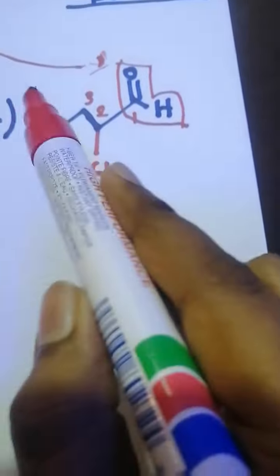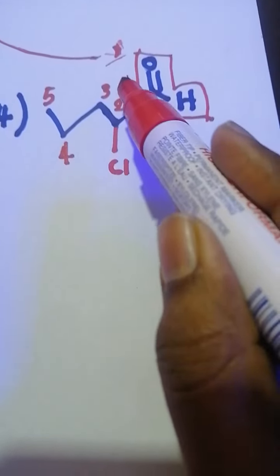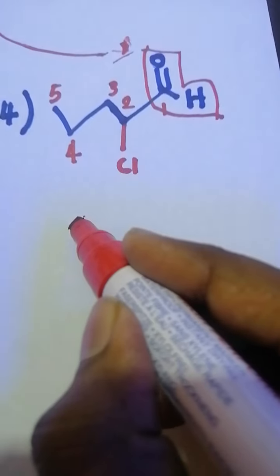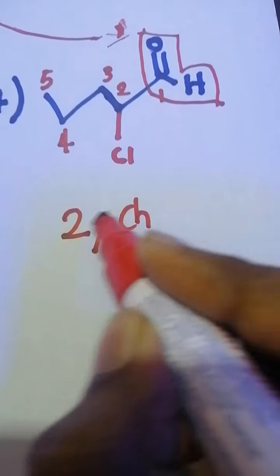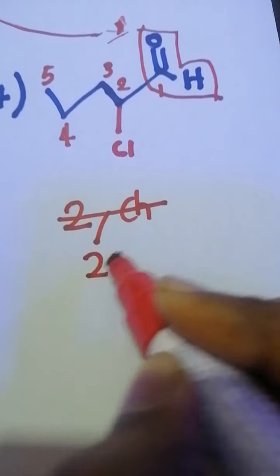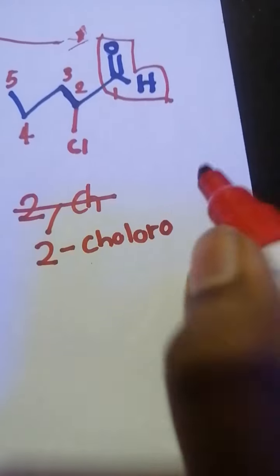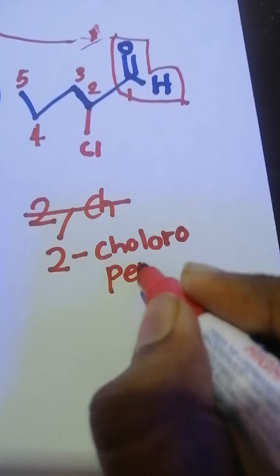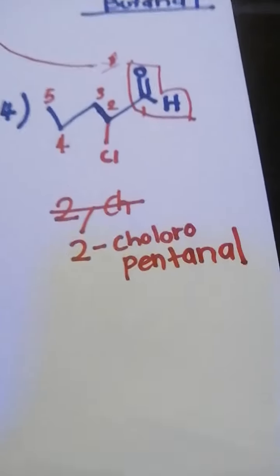So when we have 5 carbon, it is known to be pentanal because of the aldehyde. But don't forget, we have a side chain that is attached to our second carbon. So we will do this 2 chloro, 2 chloro pentanal, right? This is the answer.